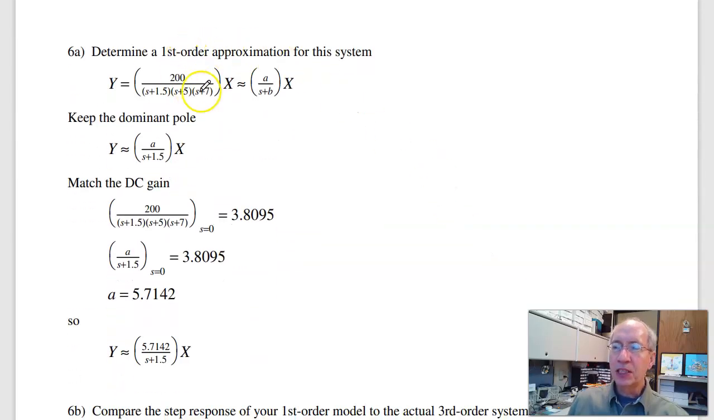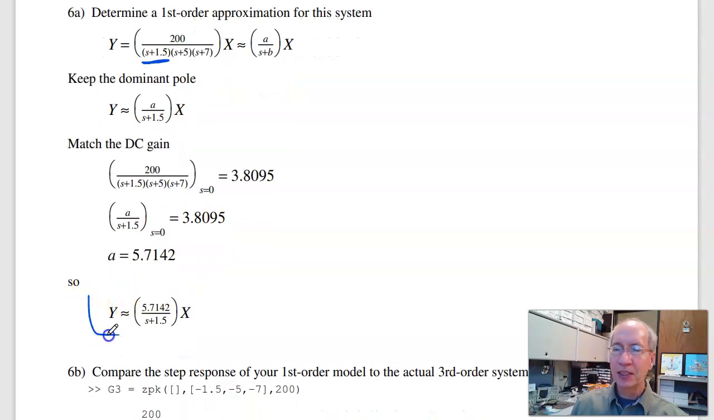Problem 6 is here's a third order system. Give me a first order system that has almost the same step response. So here's where we use the idea of a dominant pole. This is the slowest pole, that's the dominant pole. So when I come up with a model, I want to keep the dominant pole. That dominates the response, it's really important. And then pick A to match the DC gain. So the DC gain of G(s) is 3.8. Pick A so that my first order model also has a gain of 3.8. Solving for A, that's my first order model.